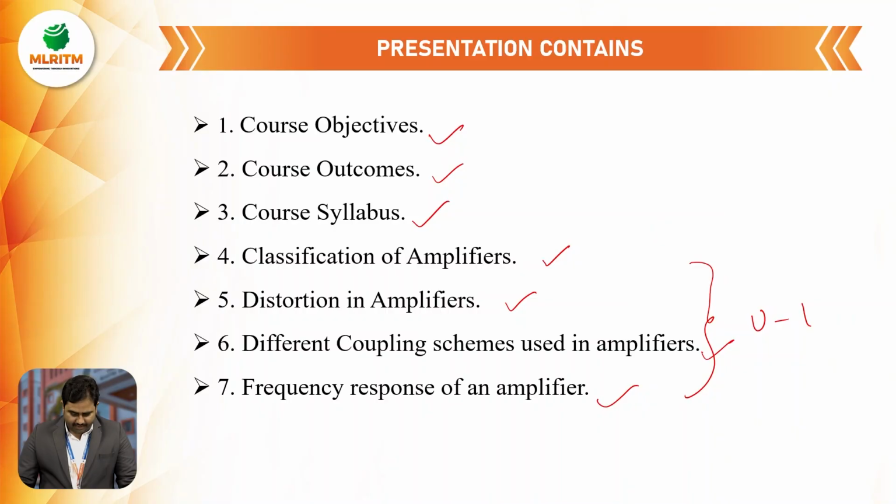In this session, we are going to discuss the course objectives, course outcomes, and course syllabus of electronic circuits. Apart from that, a few topics from unit 1 also we are going to learn. That's what I have highlighted here. Those are the topics called classification of amplifiers, distortion in amplifiers, different coupling schemes used in amplifiers, frequency response of an amplifier.